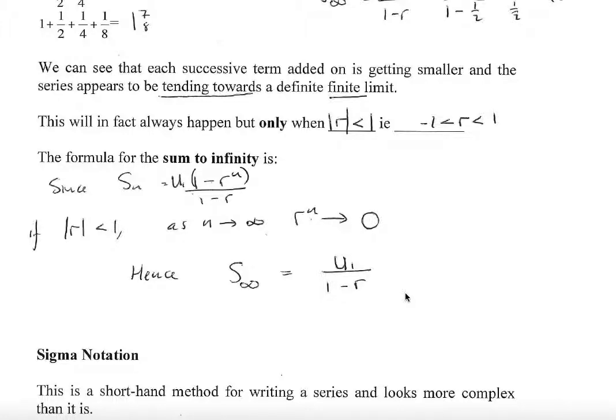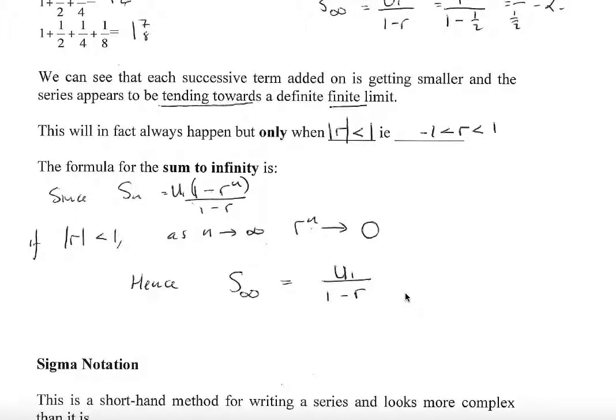So in summary, the formula for the sum to infinity of a geometric series is u1 over 1 minus r, and this only occurs when r is between +1 and -1, not inclusive.